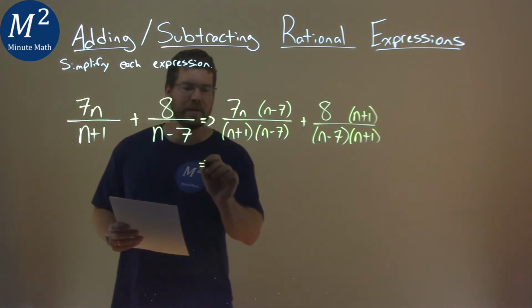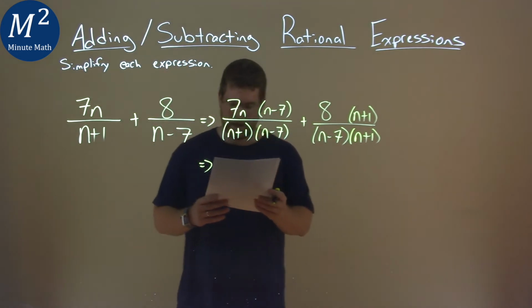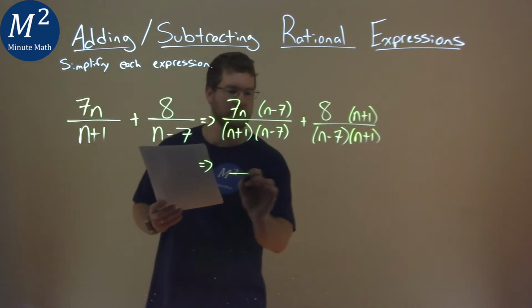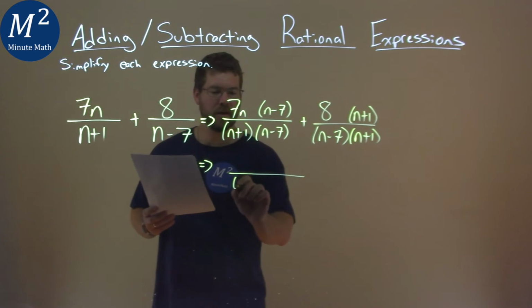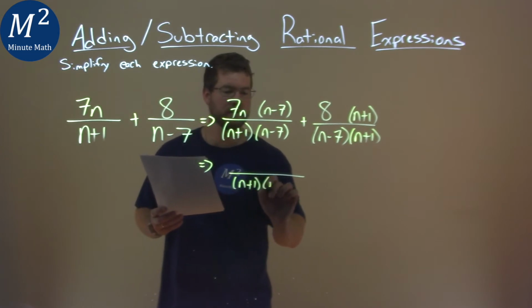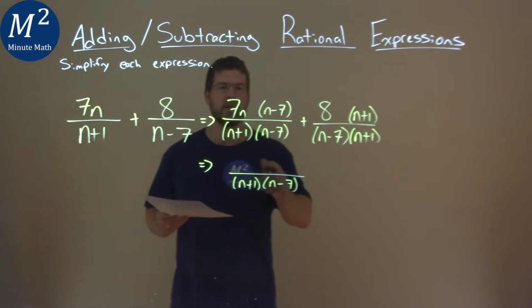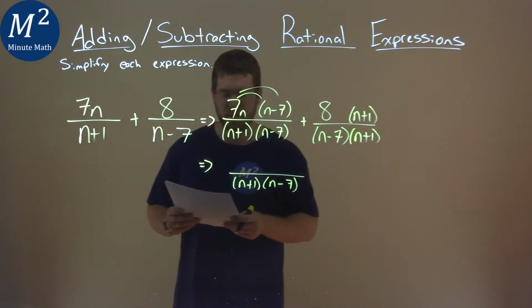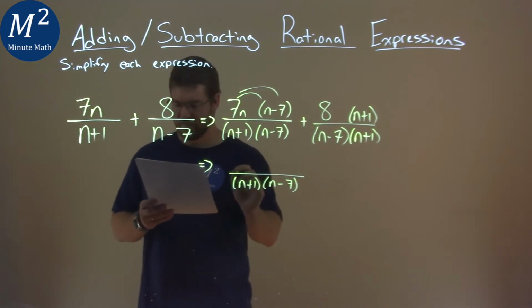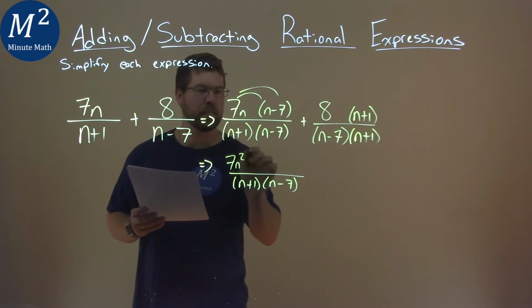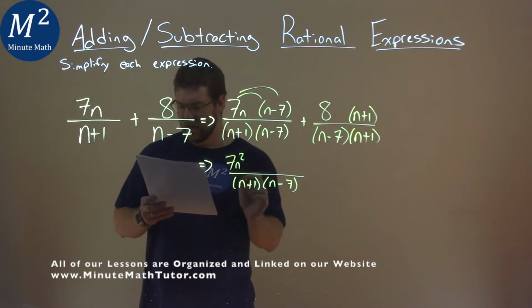So now when we simplify this, we're going to combine the same base. We have an n plus 1 and n minus 7. We can write this as one fraction, n plus 1 times the n minus 7. The numerator, we have to multiply these out. So 7n times an n is a 7n squared. And 7n times a 7 is a 49.